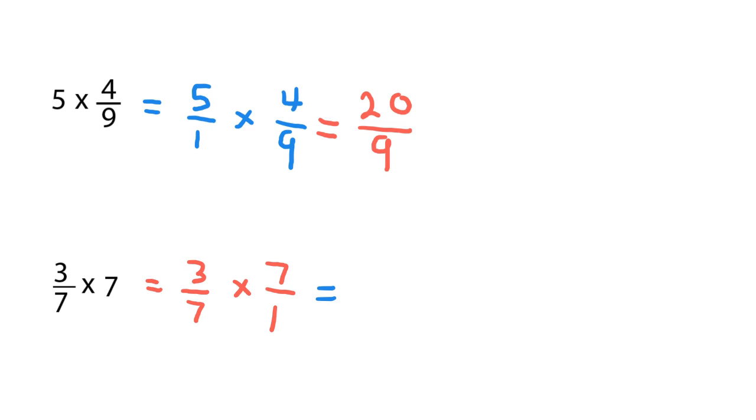I'm going to multiply the numerators. 3 times 7 is 21, and 7 times 1 is 7. The greatest common factor for 21 and 7 is 7. So I'm going to divide the numerator by 7. I'm going to divide the denominator by 7. 21 divided by 7 is 3. 7 divided by 7 is 1. And we're going to leave it as an improper fraction.